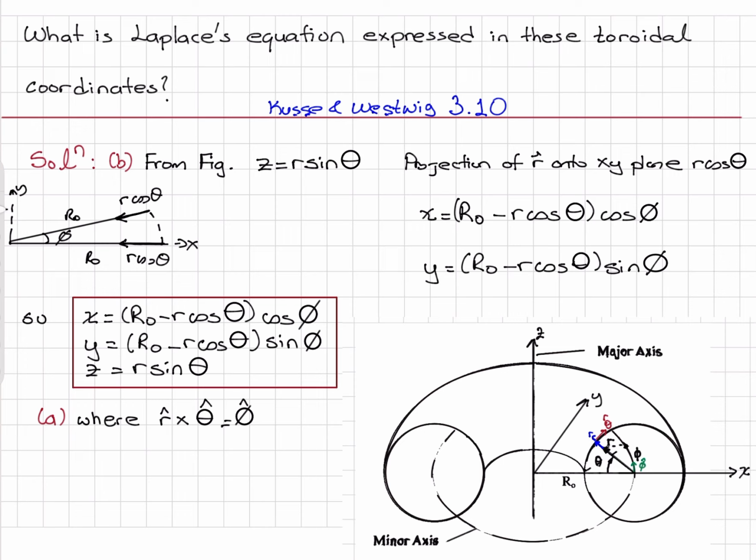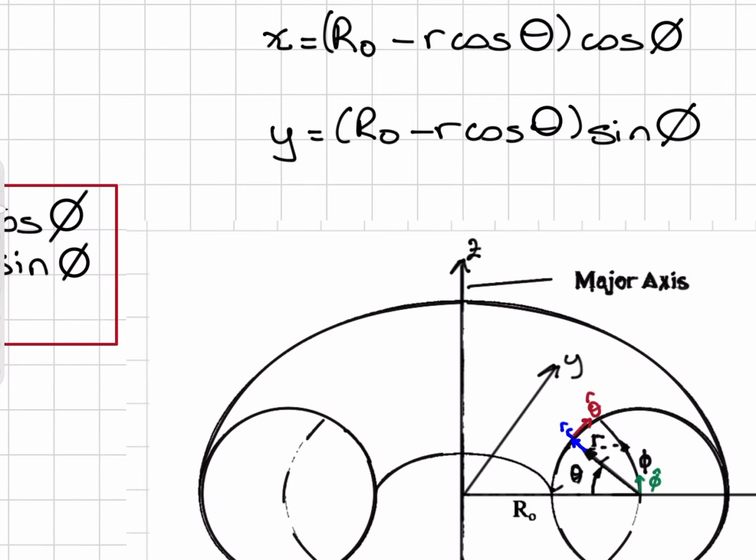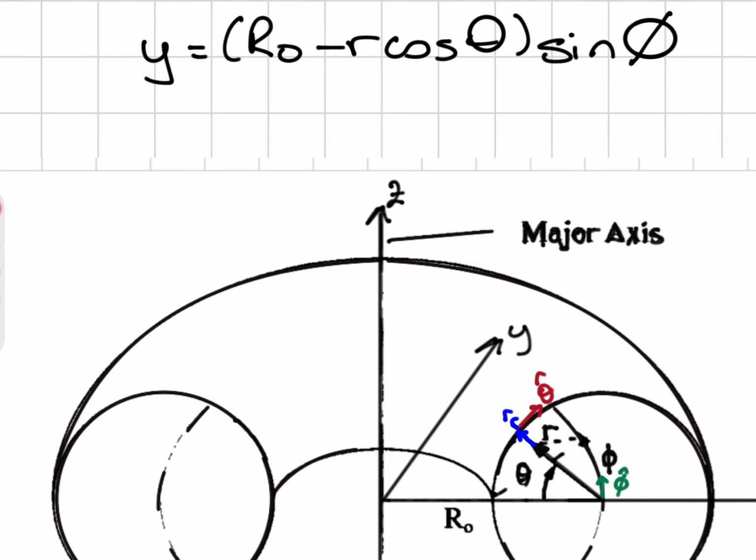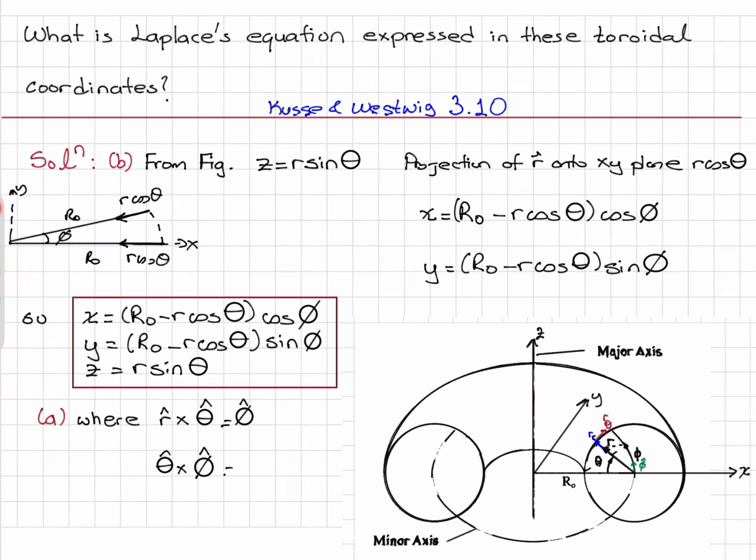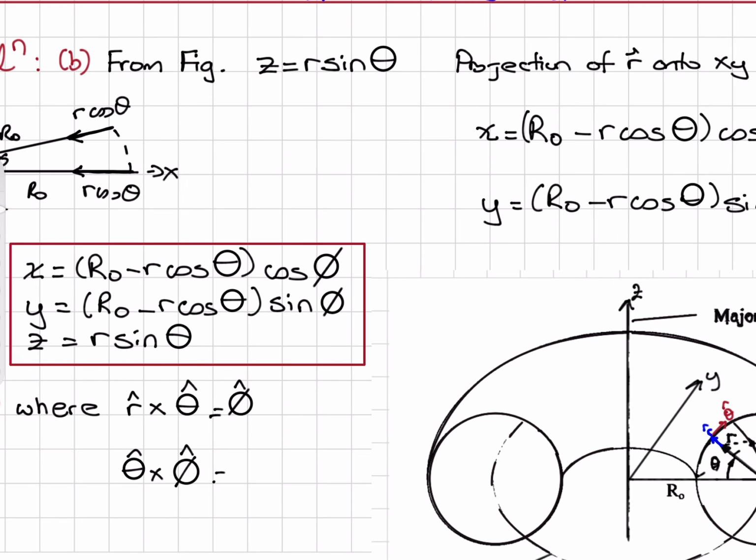And what about theta hat cross phi hat? The four fingers of the right hand point in this direction, and then we curl them into the page in the direction of phi hat. Our thumb points in the r hat direction. So we find that theta hat cross phi hat is r hat.